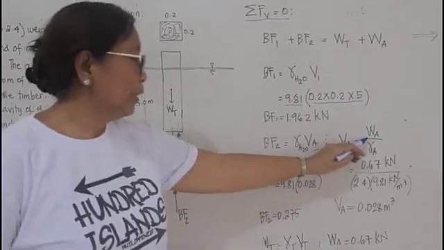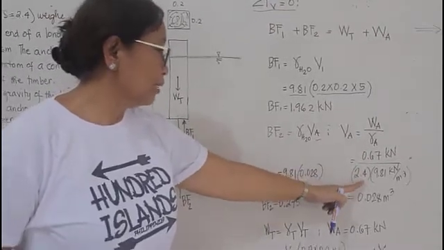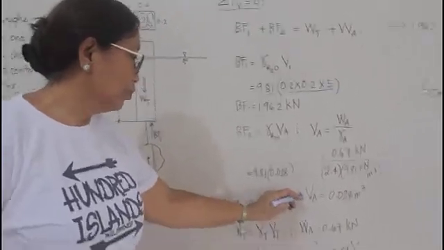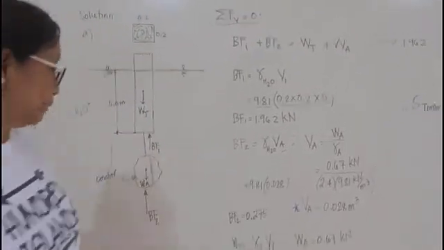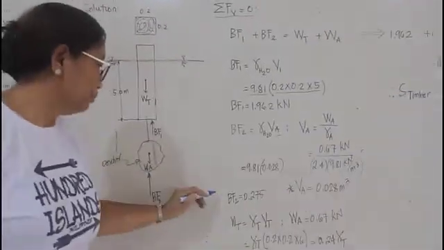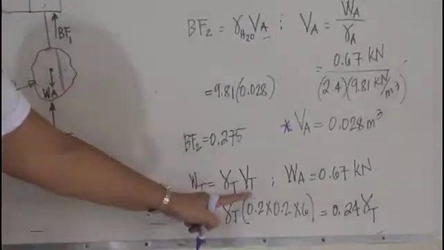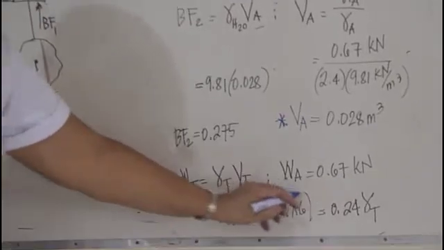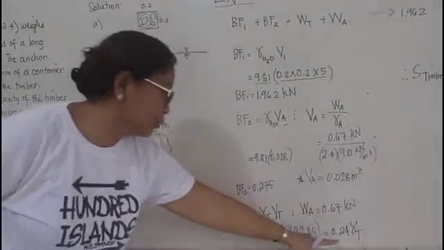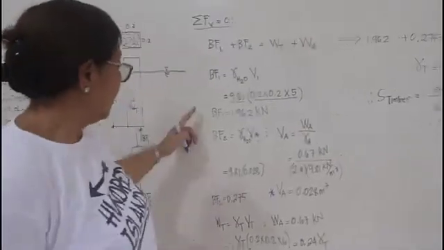So, we know that the weight of the anchor is 0.67, the unit weight of the anchor, concrete siya, is 2.4 times 9.81. So, ito yung volume ng pabigat, ng concrete na pabigat. So, we solve for BF2. Ayun. The weight of the timber, okay, is the unit weight of timber times the volume of timber. So, yung timber natin is 0.2 by 0.2 times its length, volume yun. Ayun siya. So, it's in terms of the unit weight. And then, so meron na tayong lahat.